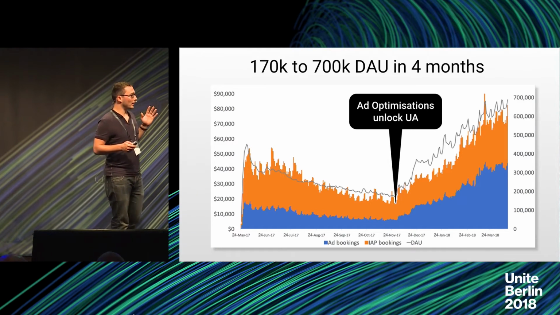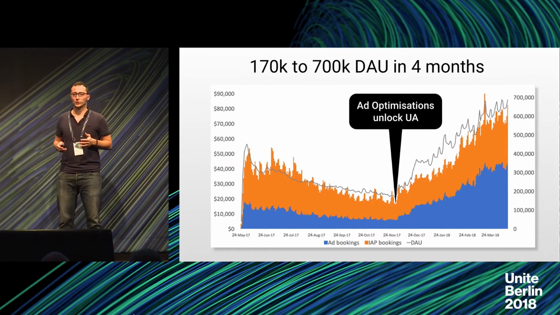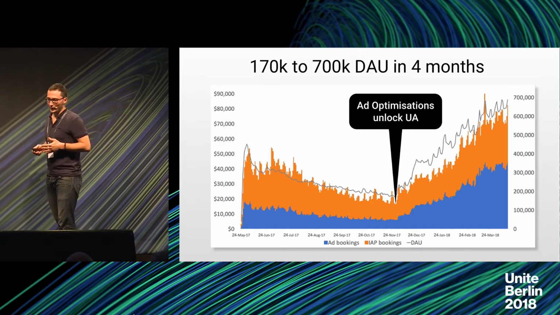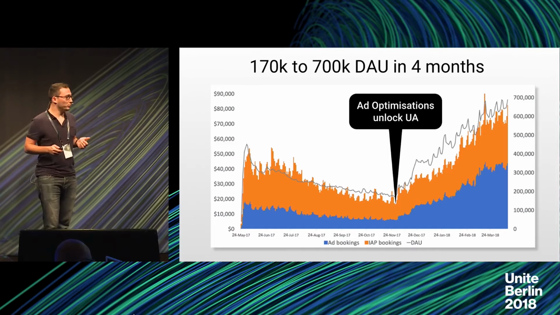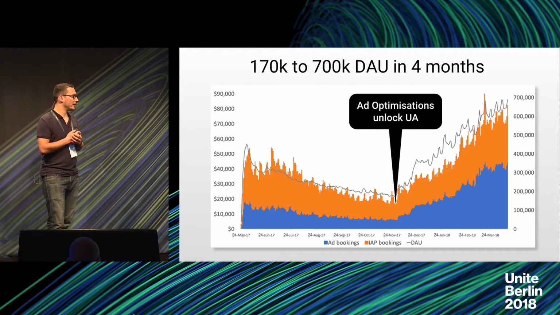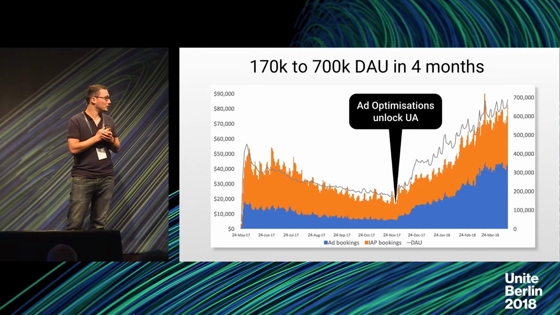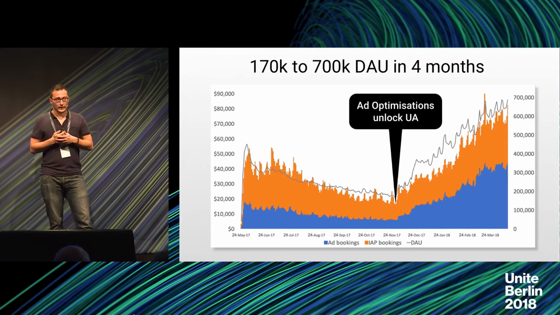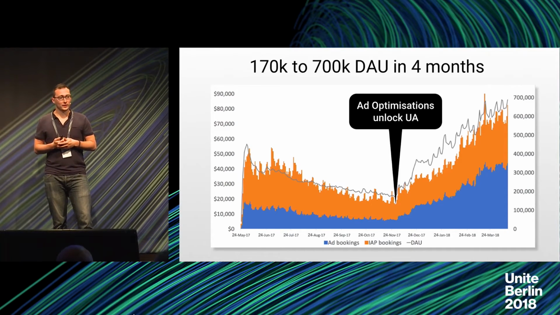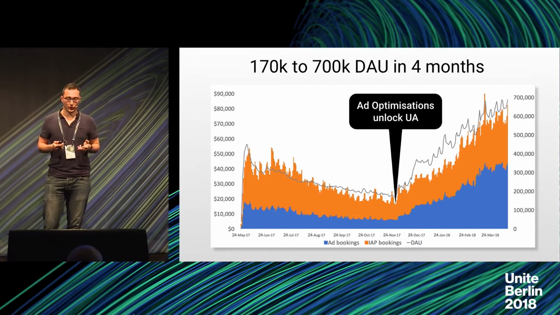But this slide is even more important than the previous one. It shows you the trend that we had since December, 6 months after launch. So the blue is the daily ad revenue. The orange is the in-app payment revenue on a daily basis. And the gray line is the daily active users. And since beta, we've been constantly optimizing and testing our ad product, both the ad placement, with our partners, and different offerings.